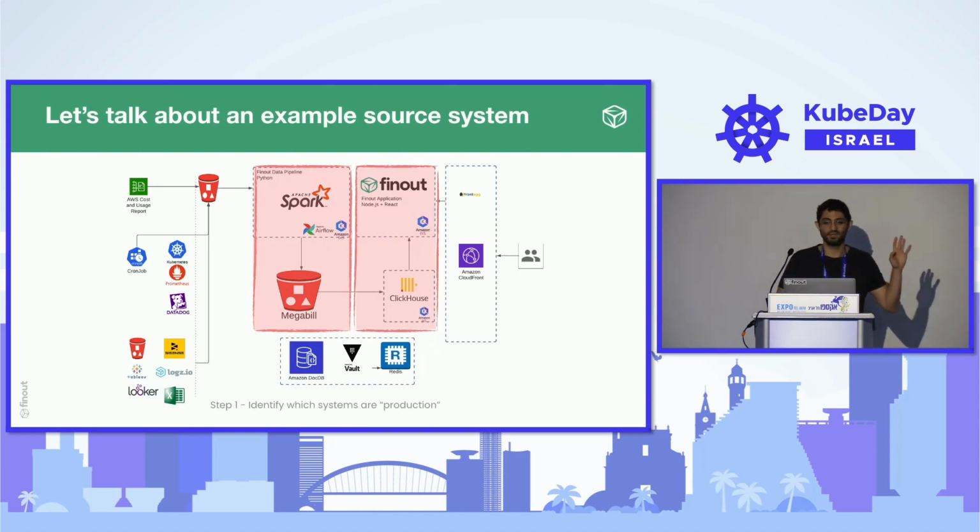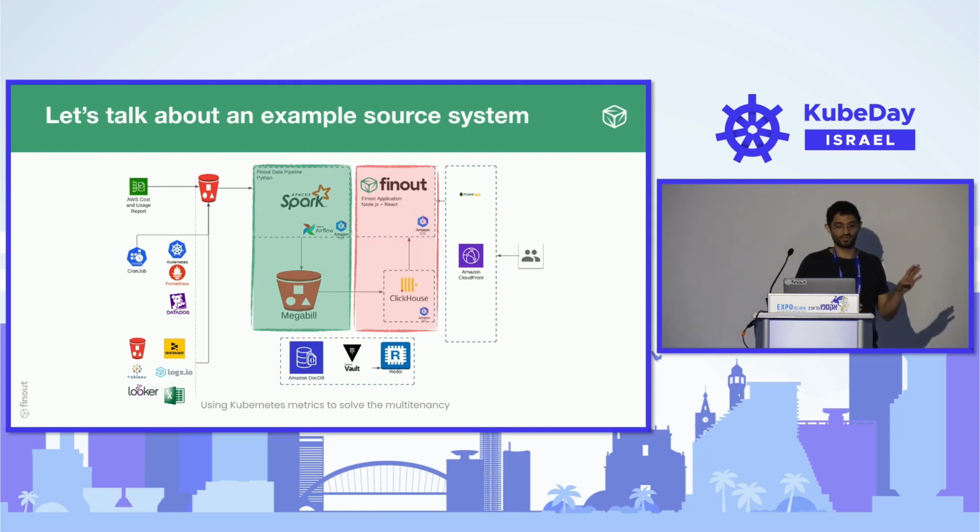One is the ETL side, the batch side, the nightly workflows that run pods per different customer and run every day. And the second part is the data warehouse and the Finout application side. And we are going to use the Kubernetes solution that I showed you earlier and apply it on that.